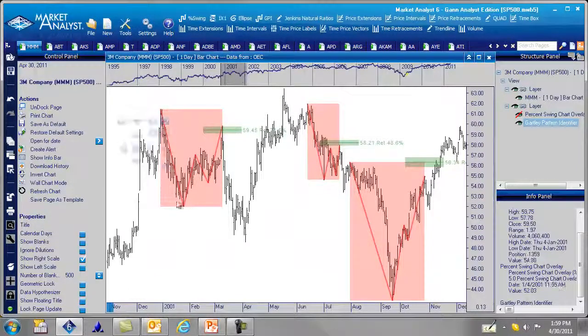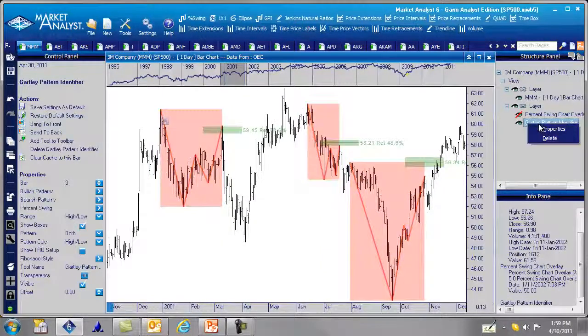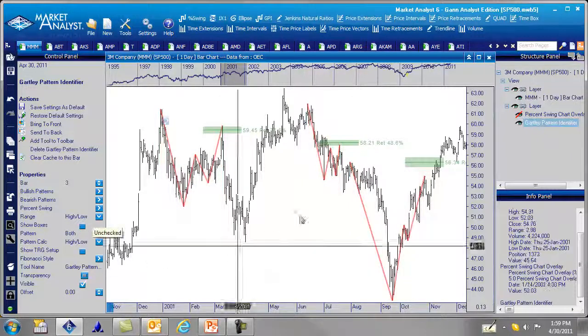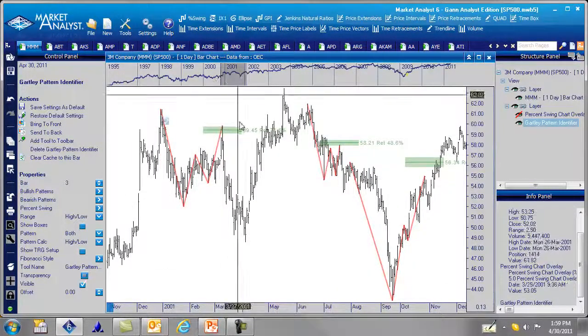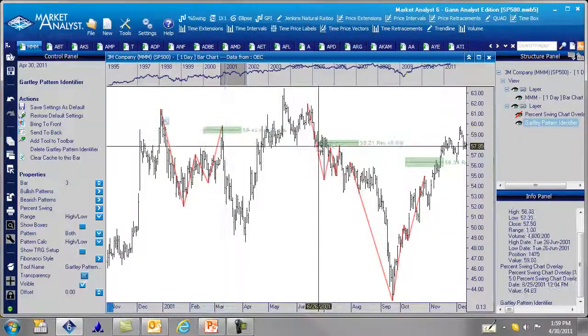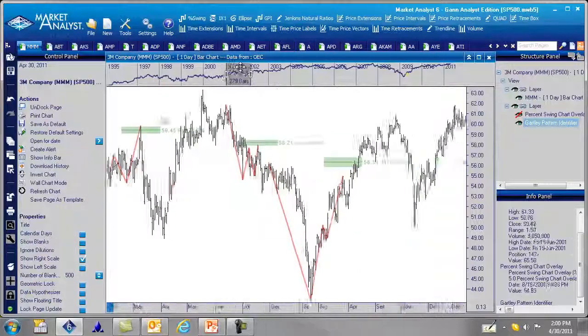And so you can see the red box that says show boxes. We can, if you want to turn that off, show boxes, then you only have the lines showing you the pattern. And then we have the retracement levels displayed as the pattern completes.